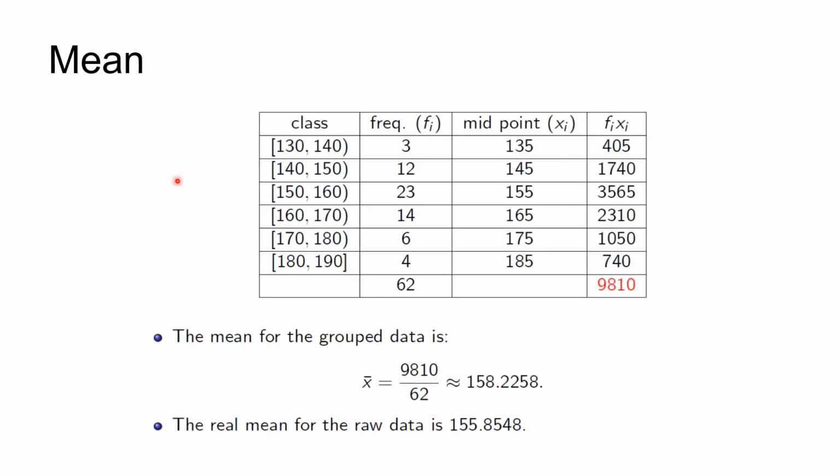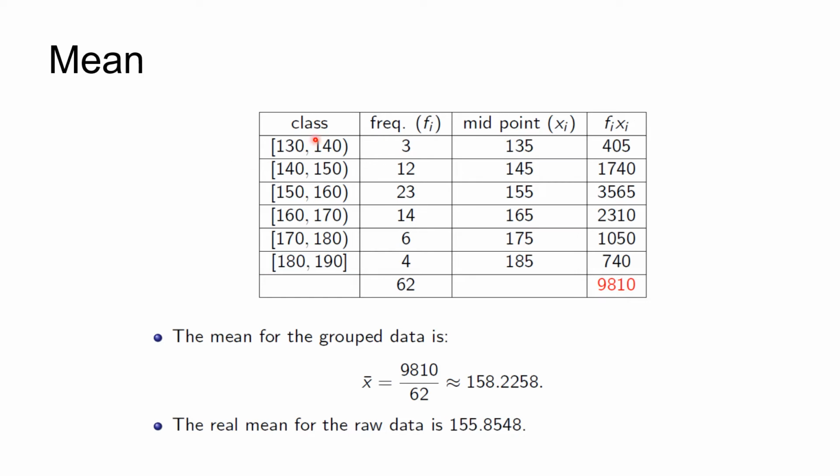So now we'll look at an example which explains how you get the mean for grouped data. So for example, your class is given as 130 to 140. This is just another method of writing a class. You can also write it as 130-140. It depends.